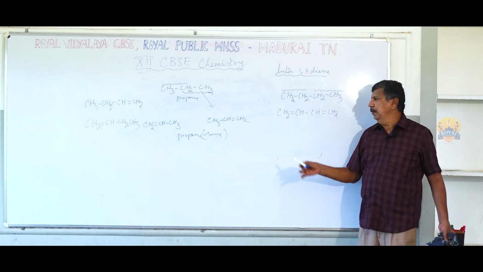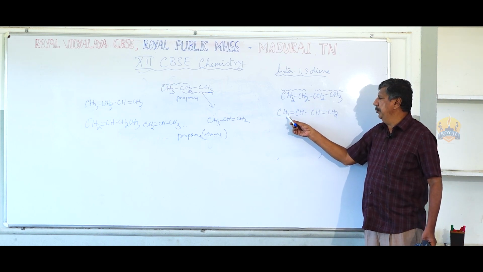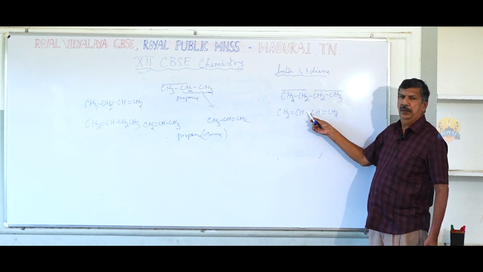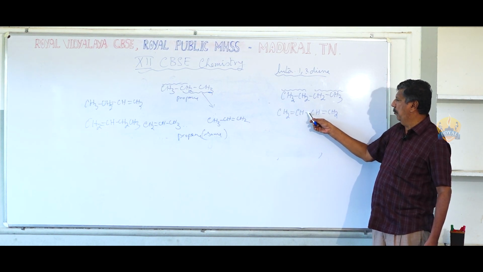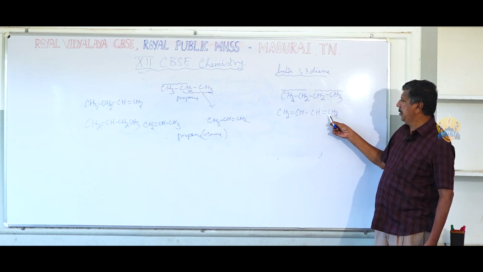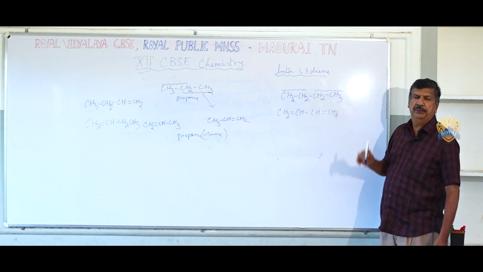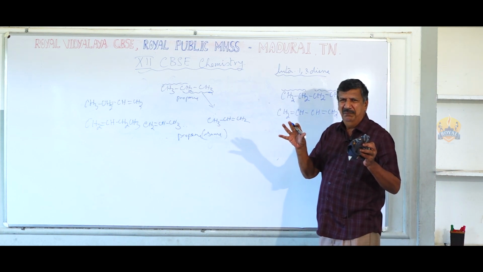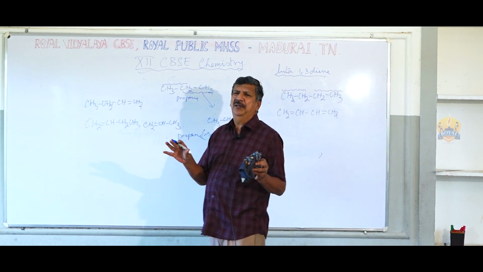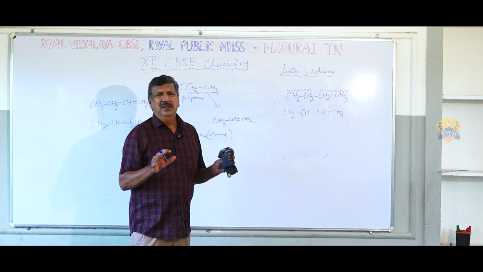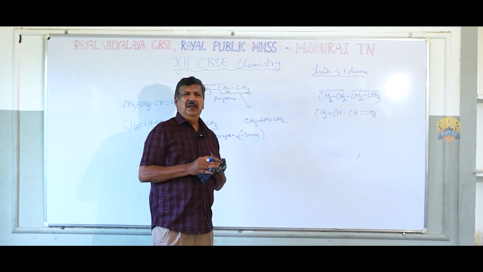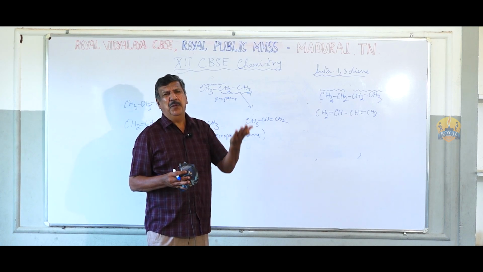How to verify? For this carbon, 1, 2, 3, 4. For this carbon, 1, 2, 3, 4. For this carbon, 1, 2, 3, 4. For this carbon, 1, 2, 3, 4. This is how you should understand how to write a double bond. Okay. Next, we are going for the triple bond.